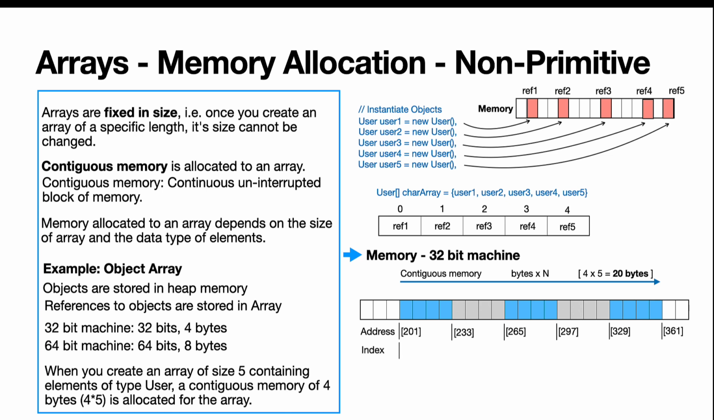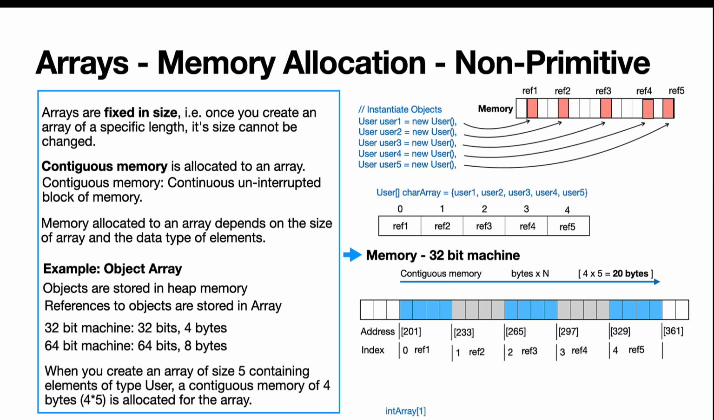So the first element is put at address 201, second at 233, third at 265, fourth at 297, and fifth at 329. Each element is allocated 4 bytes, which is 32 bits. Note that in a 64-bit machine, each element will be allocated 64 bits.